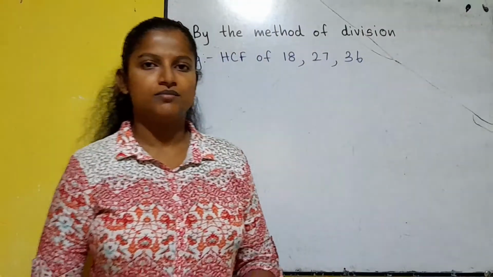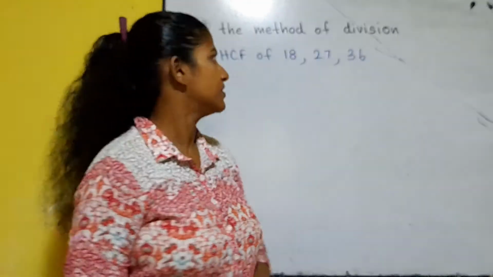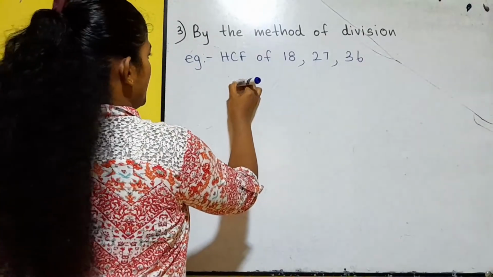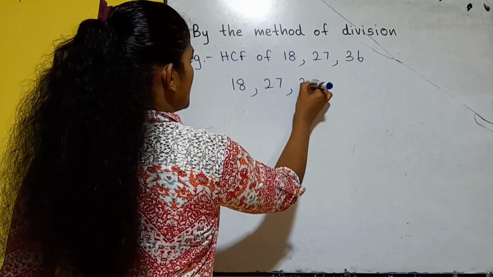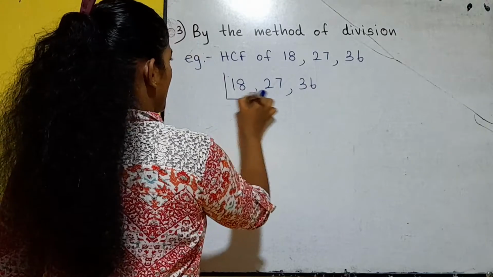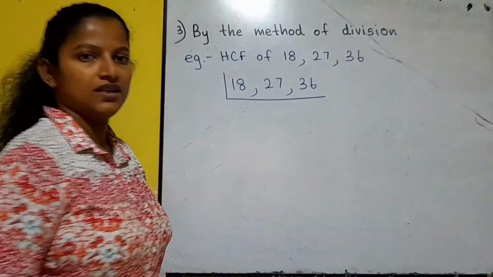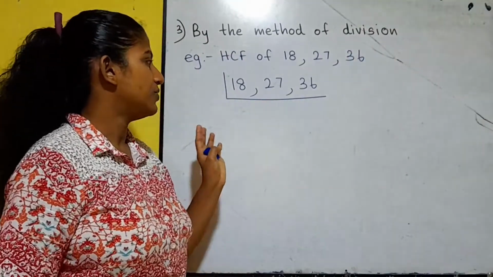Third method, by the method of division. The example is finding the HCF of 18, 27 and 36. Here we are using the division method. 18, 27, 36. I am using the long division method. Then we are doing like this.